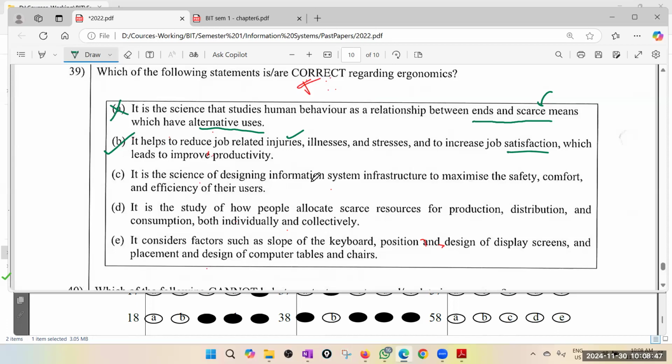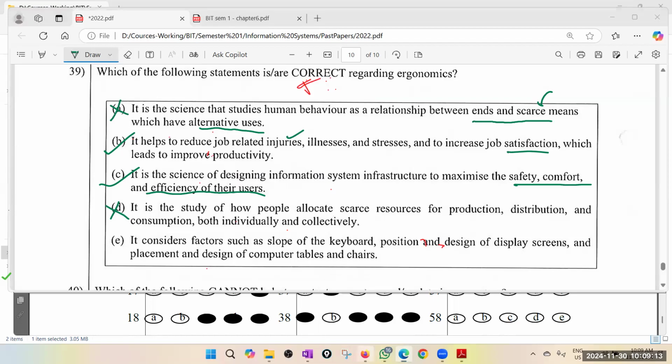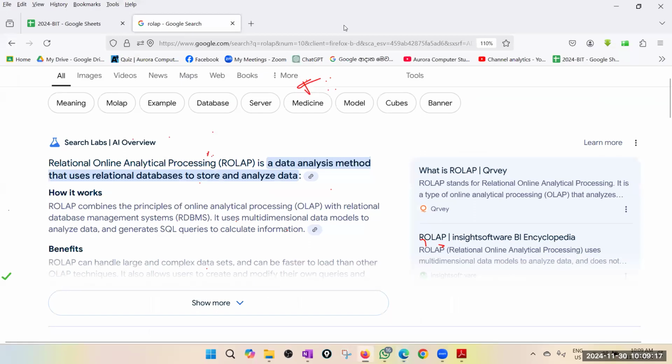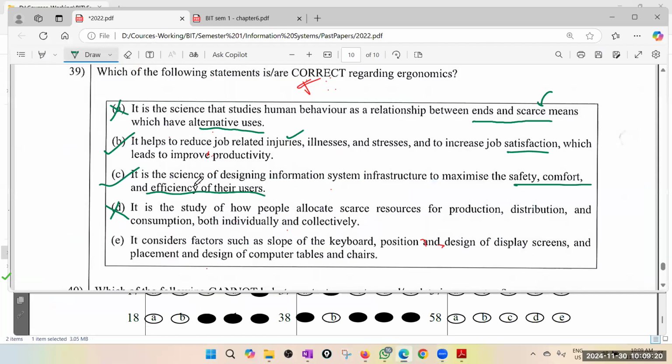It is the science of designing information system infrastructure to maximize the safety, comfort, and efficiency of its users. That is also correct. It is the study of how people allocate scarce resources for production, distribution, and consumption, but I don't think that is the answer. What is meant by scarce? Scarcity. Yeah, insufficient. So I don't think that is the answer. It considers factors such as the layout of the keyboard, position and design of display screens, and placement and design of computer tables and chairs. That is also correct. Right, so I'll go for B, C, and E.